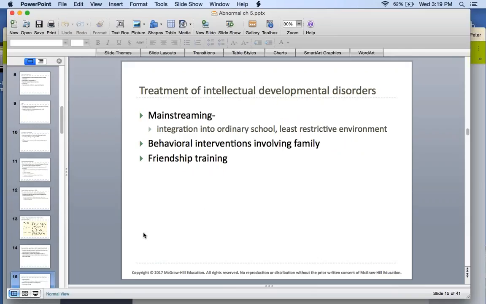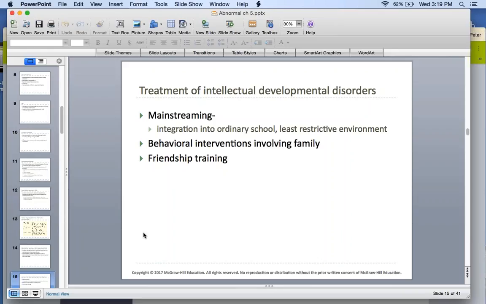All right, so let's move on to some other terminology here. And this is for treatment of intellectual developmental disorders. Now, like we said, treatment is not curing, but treatment is helping somebody function better in society. One of the things that we do is called mainstreaming. Mainstreaming is integration into ordinary school.